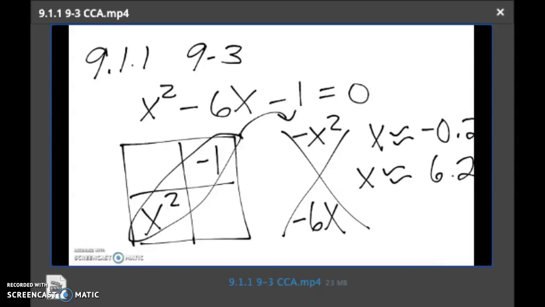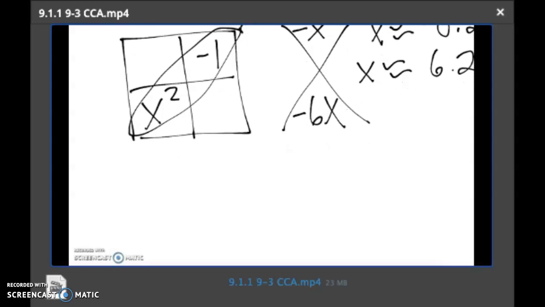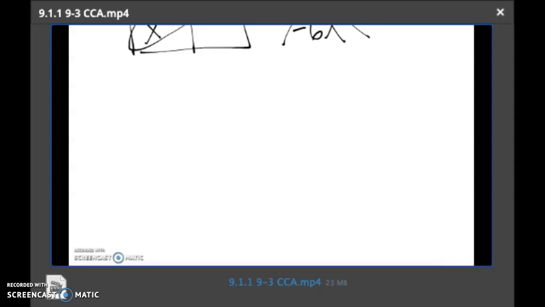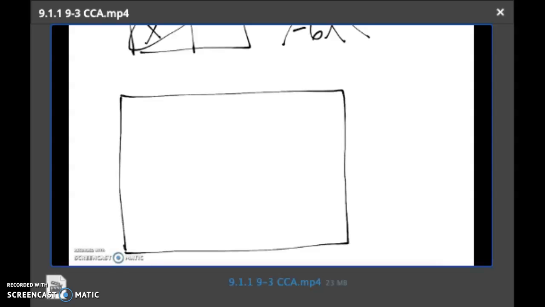Now the question is, is there another way to solve this so I can figure out what the exact solution would be? I'm going to do that by completing the square. So I'm going to set up my equation mat, and I'm just going to rewrite my equation, x squared minus 6x minus 1 equal to 0.